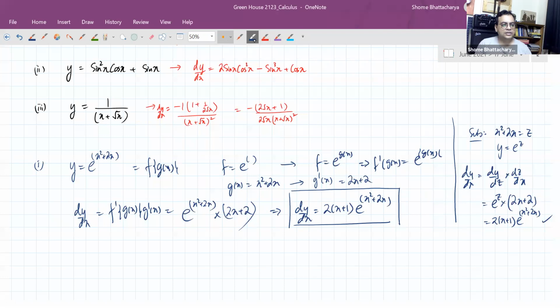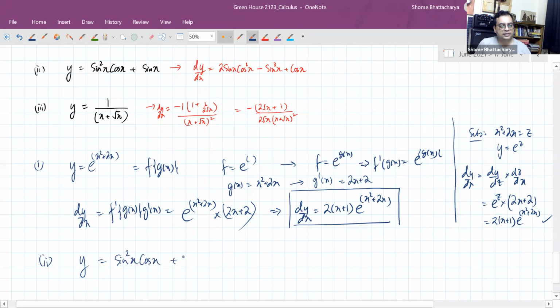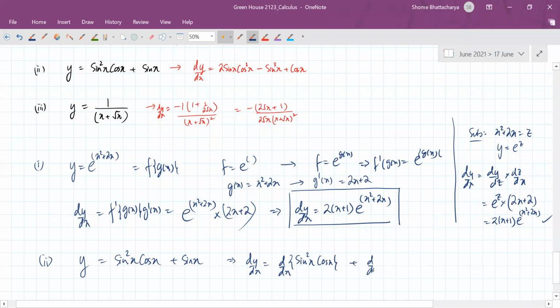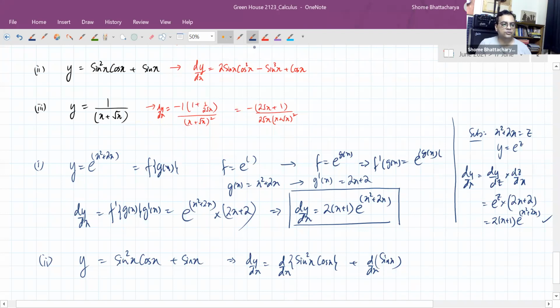Okay, now the second one is simple, but again lengthy, because you can see that a lot of things we have to do in it. There is this product of two functions, sine square x into cos x, and then another function added. So dy by dx is the differentiation of this first term, which is sine square x into cos x, plus separately the differentiation of sin x. So this is the easiest part, but here it's a product of two functions.